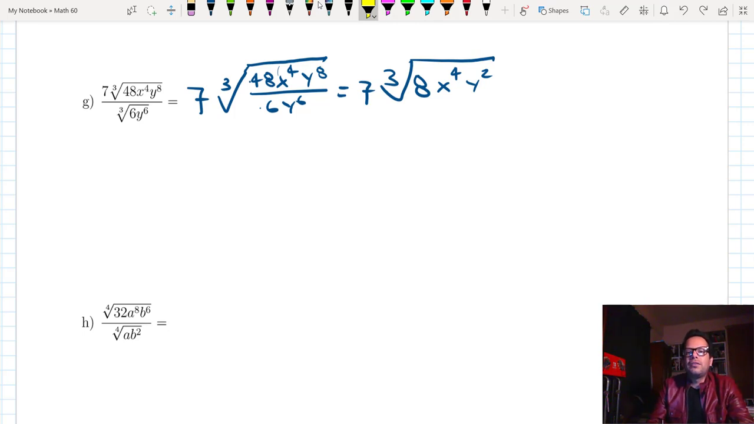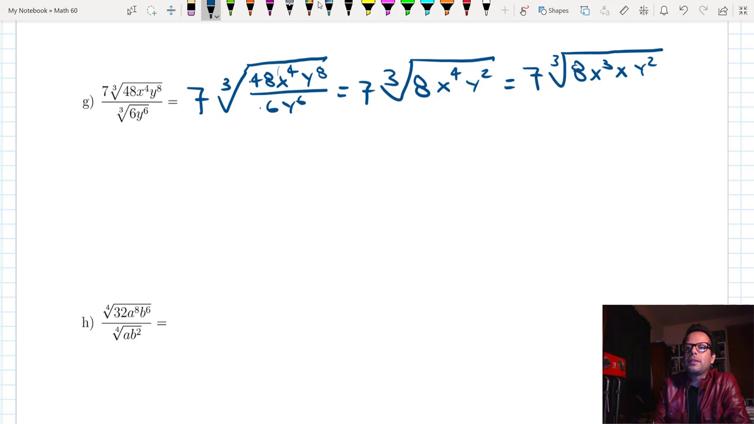On the other hand, is 2 divisible by 3? Well, the number 2 is smaller than 3, so we cannot do anything about it. Okay? So, this is 7 times the cube root of 8 times x cubed times x times y squared. All right? So now it's time to highlight with green all the factors that are perfect cubes.